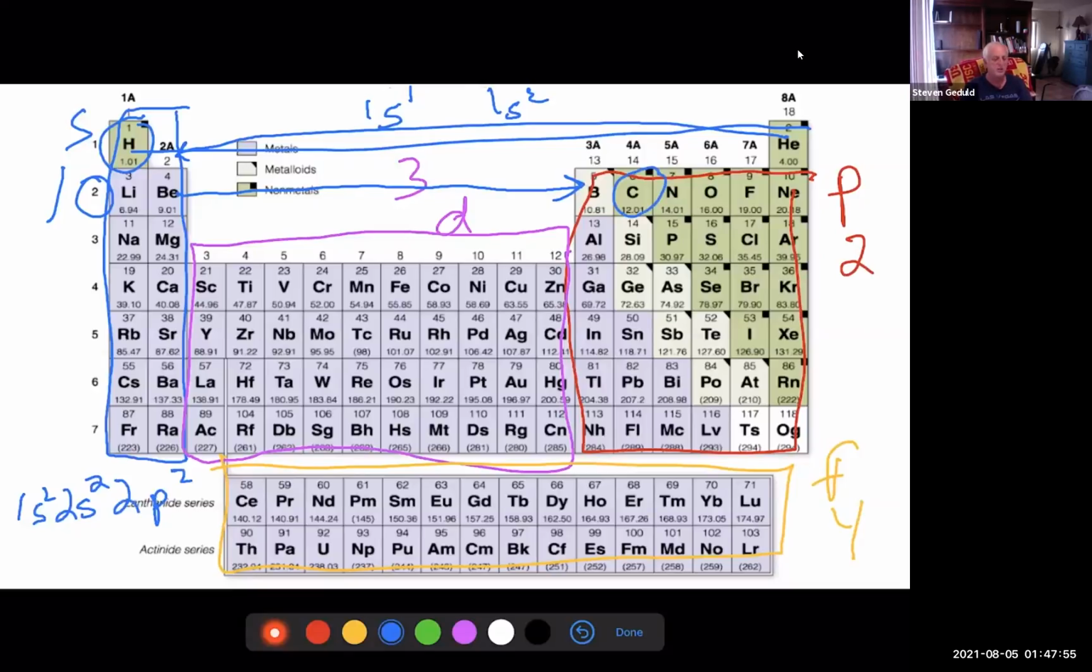Nitrogen would be 1s2, 2s2, 2p3. Is that making sense? Is it just go order by order? That absolutely makes sense. All right, perfect.